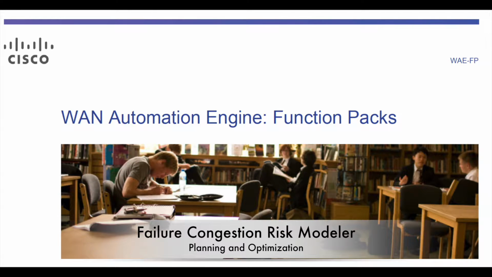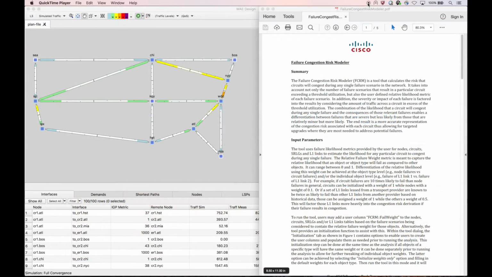This is a demo of the Failure Congestion Risk Modeler tool, which is a part of the Planning and Optimization function pack supporting the WAN Automation Engine platform. The Failure Congestion Risk Modeler is a tool that can be used within WAE Design to calculate the risk of circuit congestion due to any single failure scenario in the network.